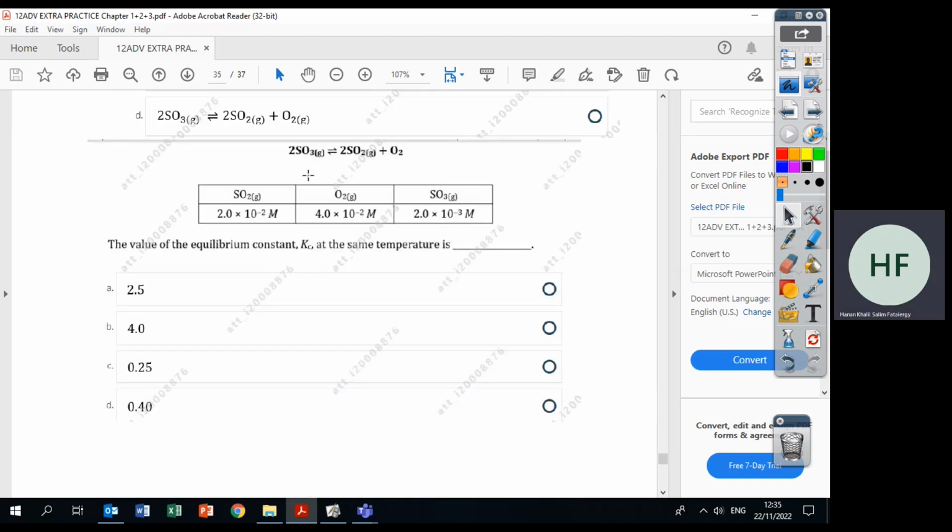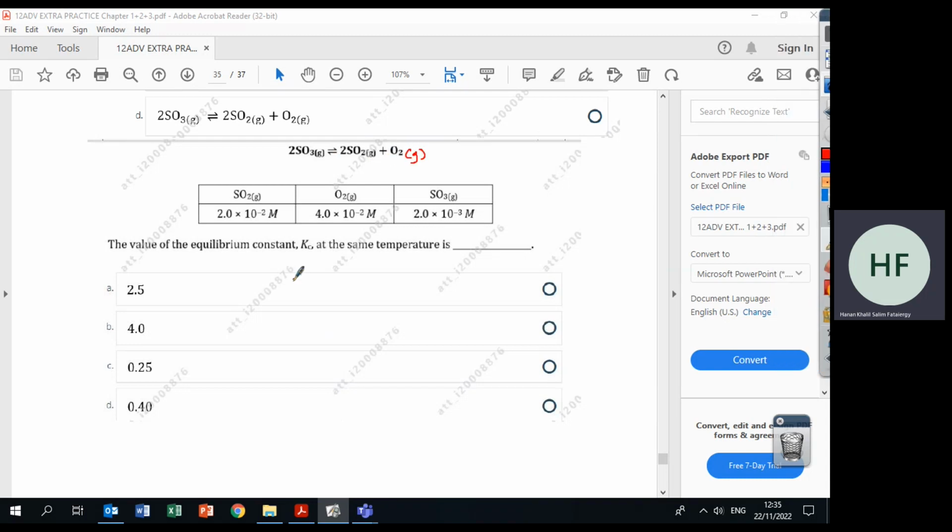Okay, now let's look at this question. Of course this is a homogeneous equilibrium. Nothing will be cancelled because all of them are gases. So K will be P over R. Products are this one and this one. So remember, I will not write 2SO2, because this 2 will be a power, times O2 over SO3, and also this 2 will be a power.